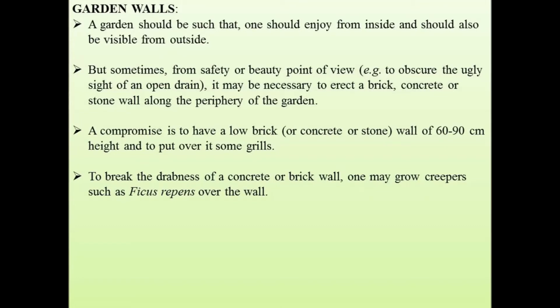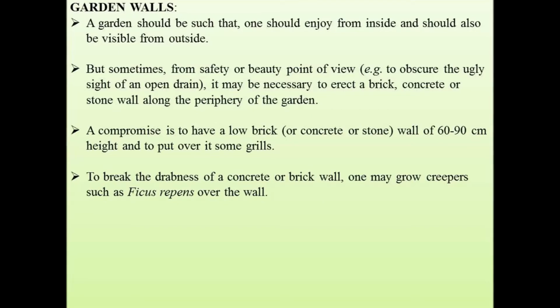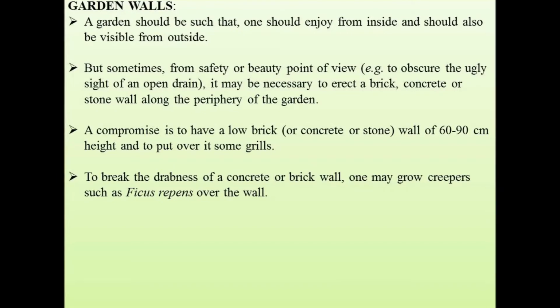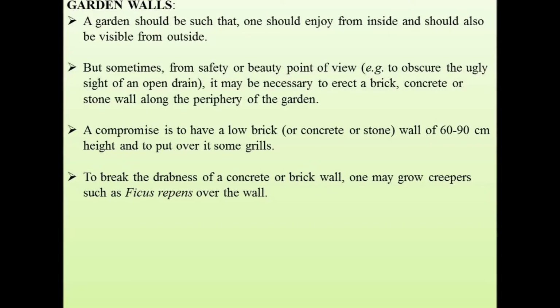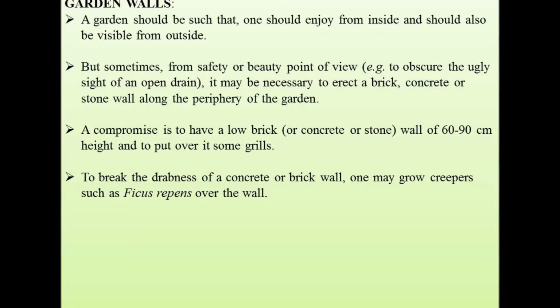Then we discuss the next feature, that is the garden wall. A garden should be such that one can enjoy it from inside the garden and it should also be visible from outside. A garden wall is essential for protective purposes. Generally these garden walls are constructed at the boundary of the garden. That means the garden wall helps to define the boundary of the garden. The main purpose of this garden wall is protection.